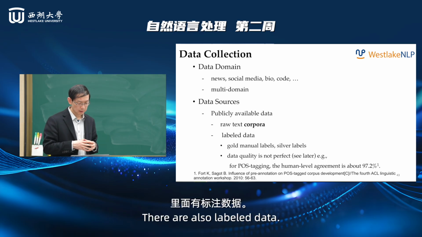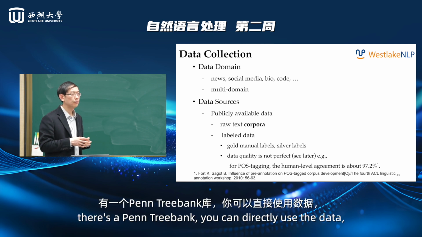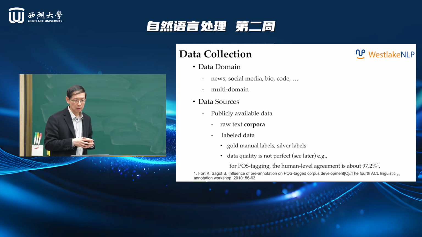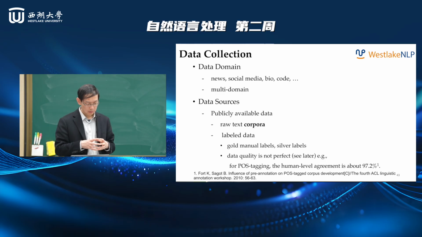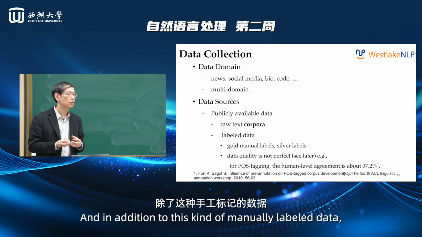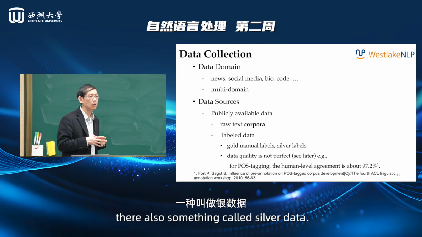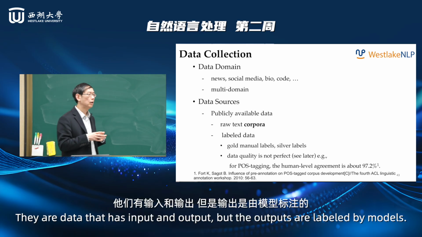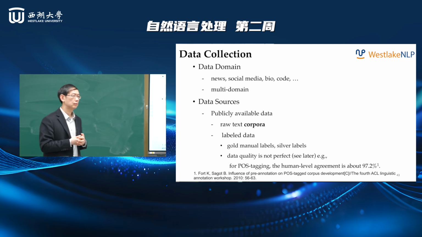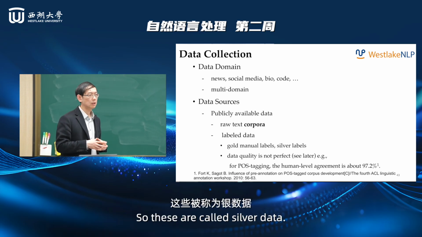There are also labeled data. So, for example, when you do parsing tasks, there's a Penn Treebank. You can directly use the data if you purchase a license. And in addition to this kind of manually labeled data, there is also something called silver data. What is silver data? They are data that has inputs and outputs, but the outputs are labeled by models. So people use a model to label the output for you. So these are called silver data.